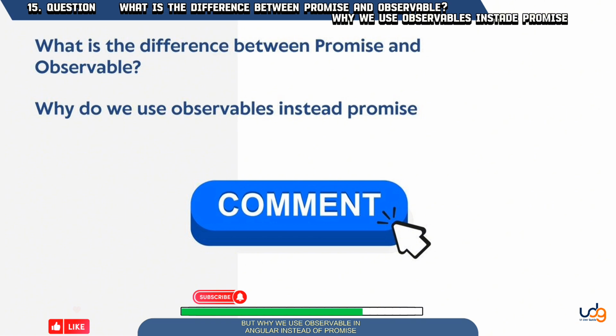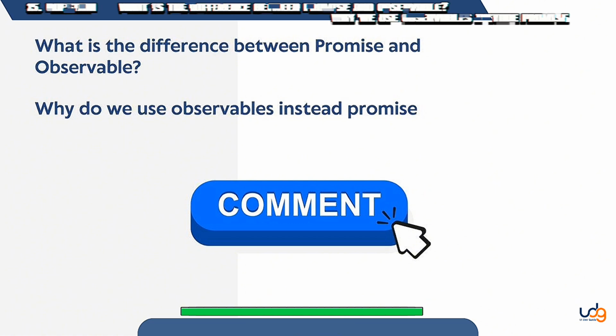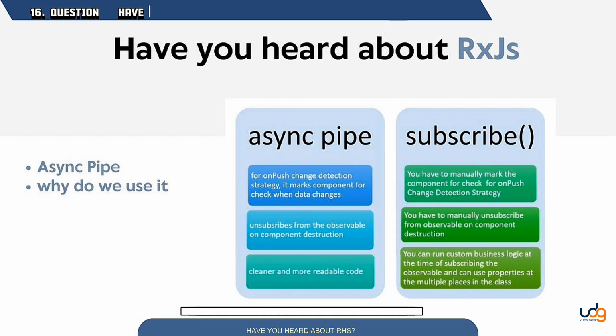But why do we use observable in Angular instead of promise? Observable is from RxJS. I'm not able to recall. Okay. Have you heard about RxJS? Yes, it is a library. Why do we use it? We can manage server side things by using RxJS. We have observables, subjects.